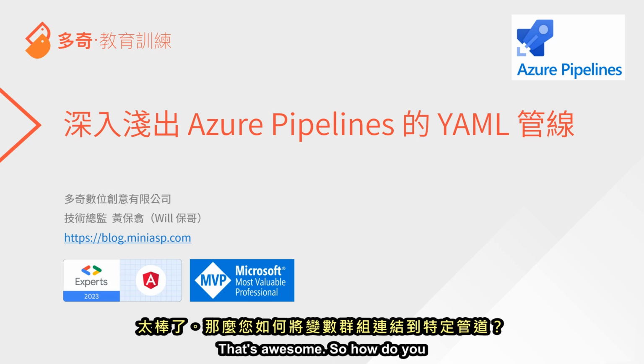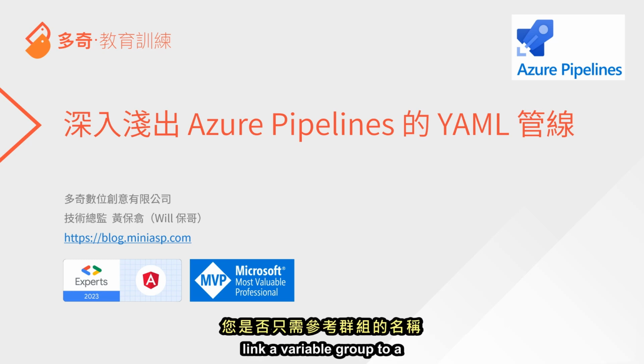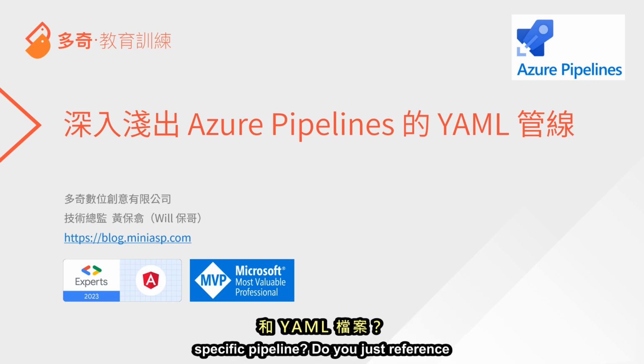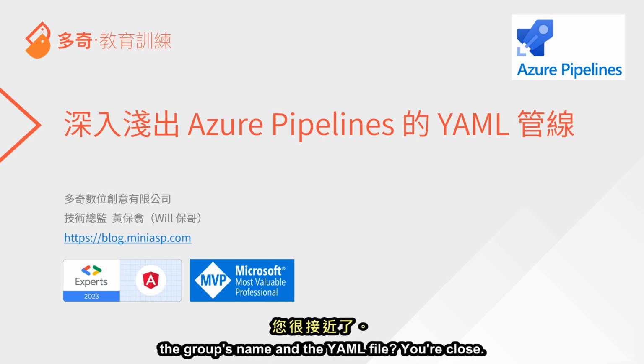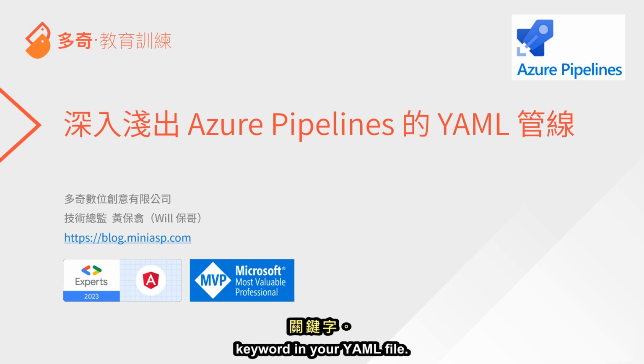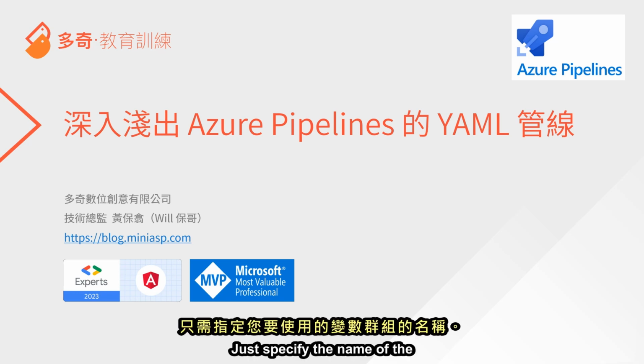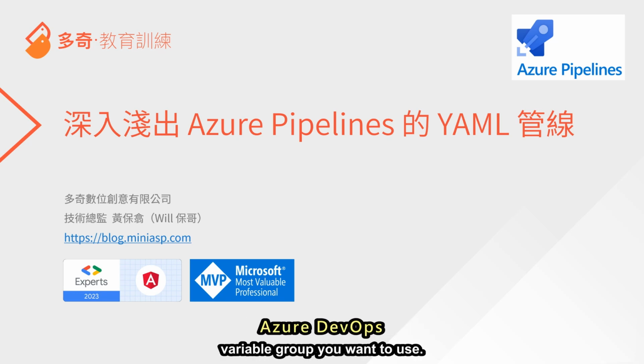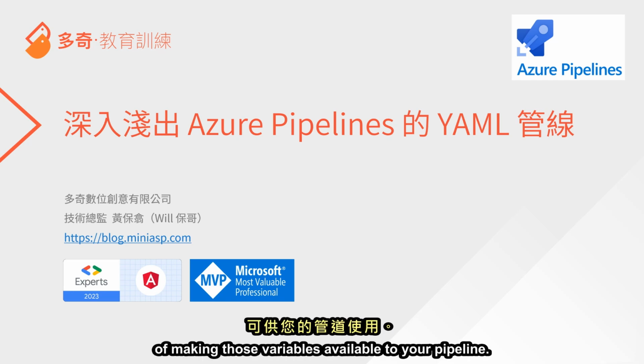That's awesome. So how do you link a variable group to a specific pipeline? Do you just reference the group's name in the YAML file? You're close. You use the variables keyword in your YAML file. Just specify the name of the variable group you want to use, and Azure DevOps will take care of making those variables available to your pipeline.